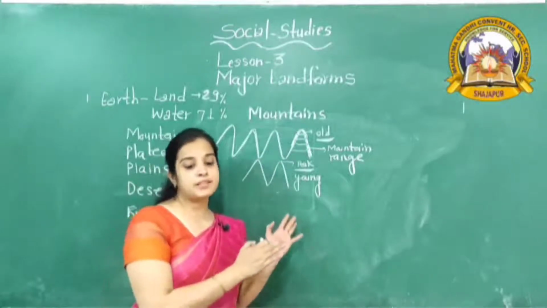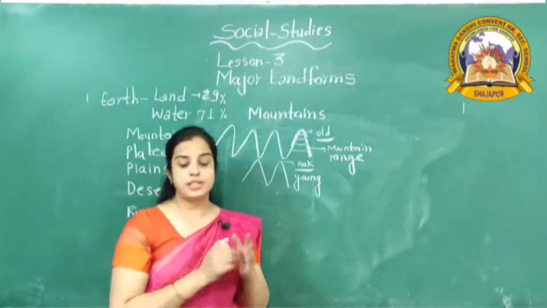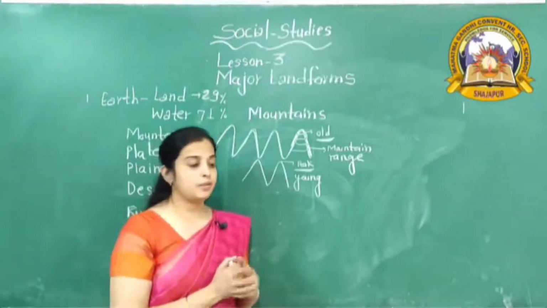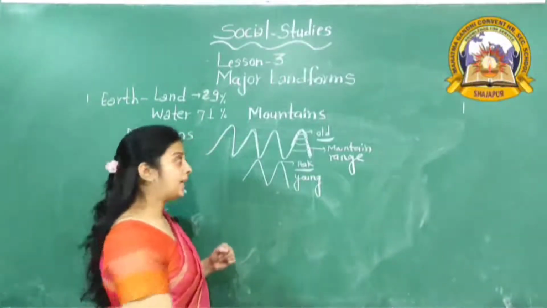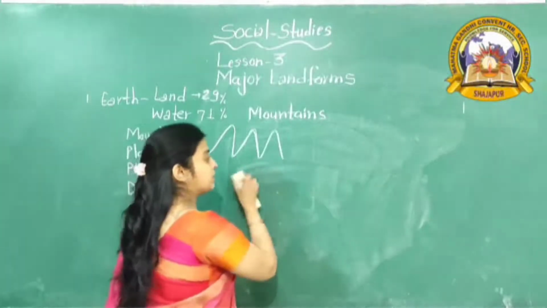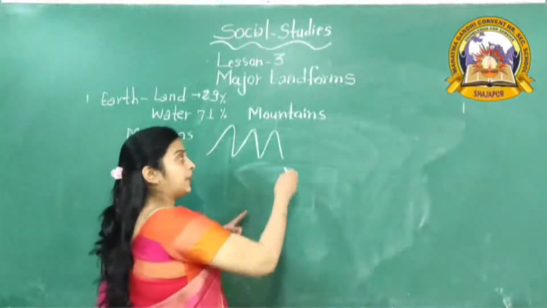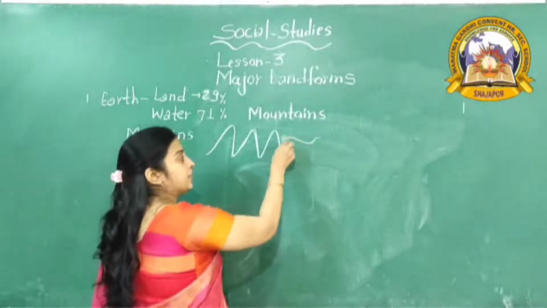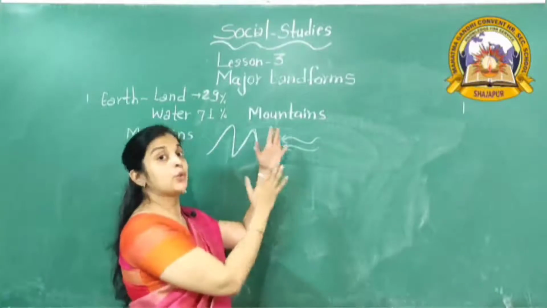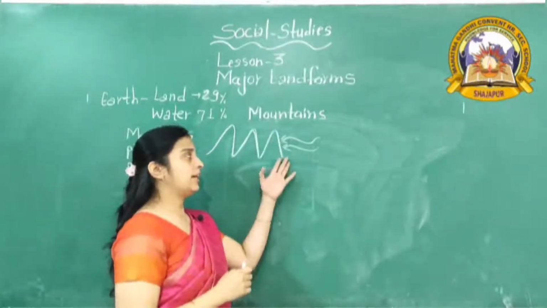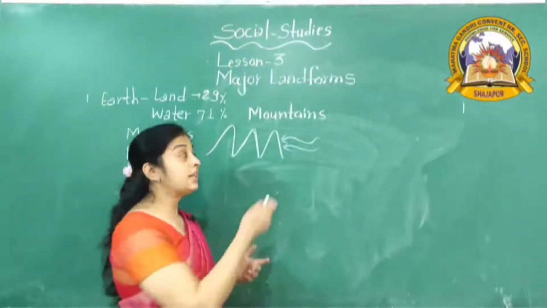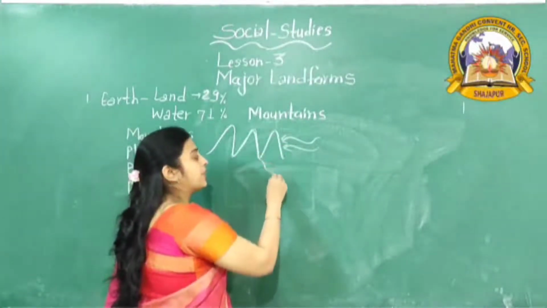But mountains are very useful to us. Despite this, mountains are very useful to us. Why? Because mountains act as a barrier against cold and hot winds. What are the uses of mountains? The mountain acts as a barrier against the wind. They stop the hot and cold winds that come. So they act as a barrier against hot and cold winds. Next thing is rivers also originate from mountains.